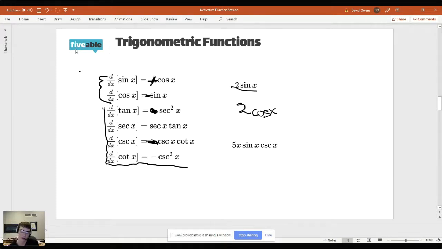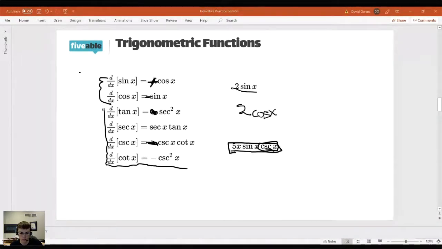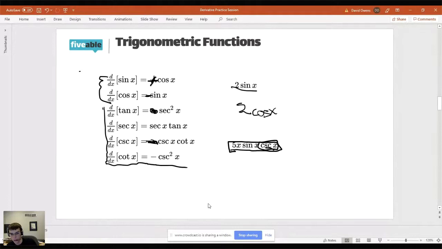All right, moving on to this one. Now this one looks a little bit more complicated because it looks like we've got a product. And that's right, we do. And we haven't learned the rules for product rules, but that's okay because the more astute among you will notice something interesting about cosecant. What is cosecant equivalent to? You can drop that in the chat if you know what the other way of expressing cosecant is. All right, so the answer would be 1 over sine.